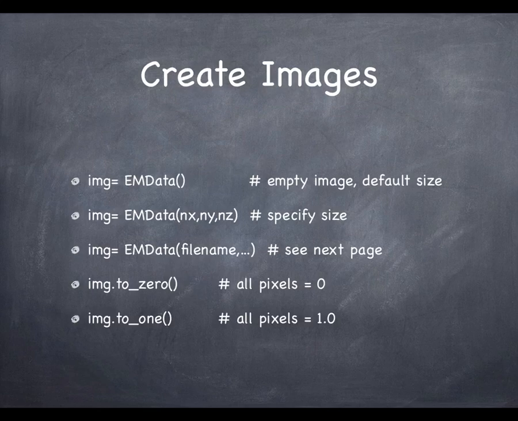All right, so how do we create an image? The only images that we've created so far have been these test images. So the EMData object, as I said, is the image object in EMAN2. So you can just say EMData, and that'll make an empty EMData object with default size. But normally you'd want to say how big the image is. So you say EMData and give it the size in X, size in Y, and size in Z. If you want to have a 2D image, you set NZ equal to 1. If you want a one-dimensional image, then you set Y and Z equal to 1. You can also initialize it from a file, and we'll look at that on the next page. And once you've set up the image, it's good to have these to_zero and to_one functions available, which will set all the pixels to 0 or all the pixels to 1 in the image.